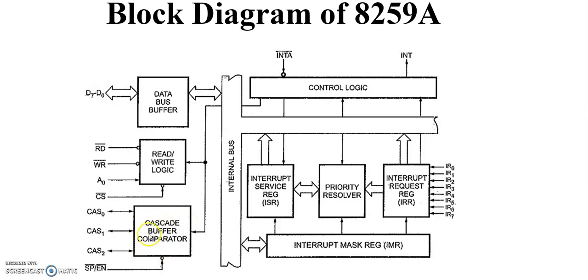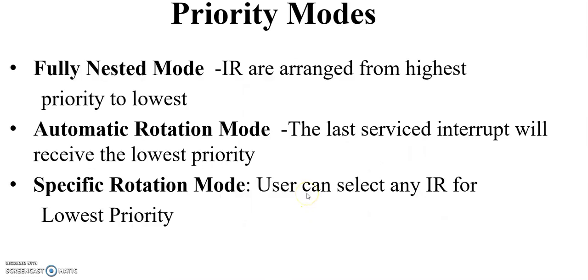The 3 IO pins, that is CAS0, CAS1, CAS2, are outputs when the 8259 is used as a master. These 3 pins are inputs when the 8259 acts in slave mode. So these are all the detailed explanations about the architecture.